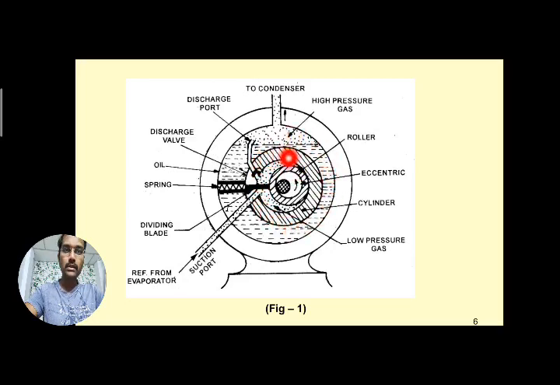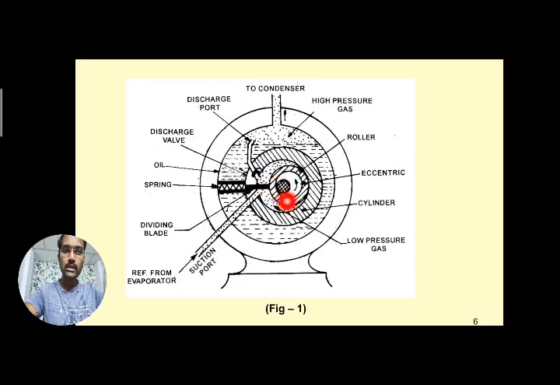This is a cylinder, the bigger one, in the inner section. To the cylinder, you can see a suction port is connected, and here a delivery or discharge port is connected. At the center you can see a spring arrangement along with one blade. We'll see the importance of all these things. First look at all the components involved in this.